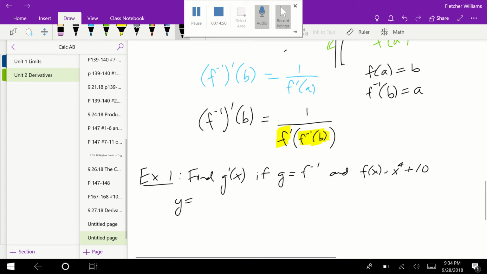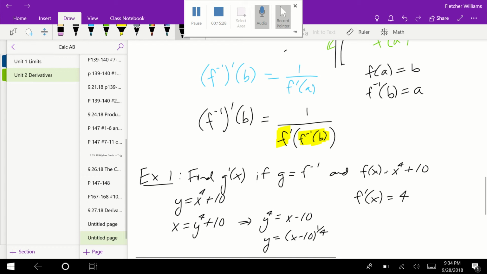Okay, so let's start by finding the inverse. Your original function can be written as y equals x to the fourth plus 10. Find the inverse by swapping x and y, and then solve for y. Negative, but just to the 1/4. Okay, so you got g, and now you need f prime of x as well before we plug anything in.